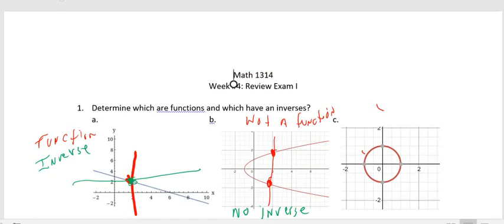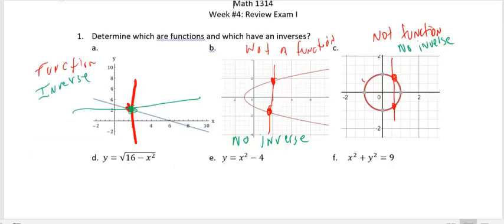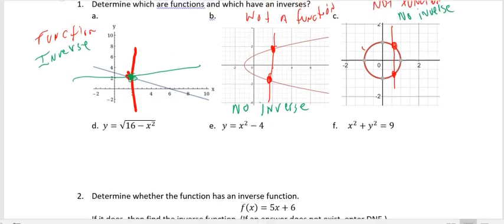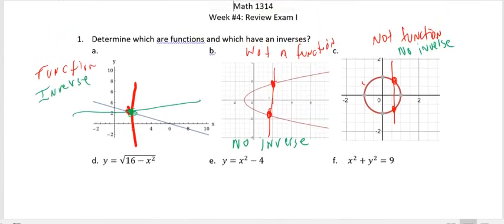Here's a circle. If we look at the circle and draw the vertical line test, it is not going to pass, so this is not a function. Since it's not a function, then it has no inverse. If you look at that second one, if you had drawn the horizontal line test on letter B, it would pass it, but it's still no inverse because it's not a function.